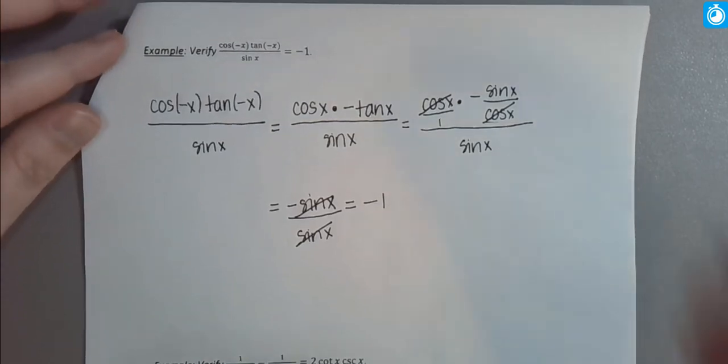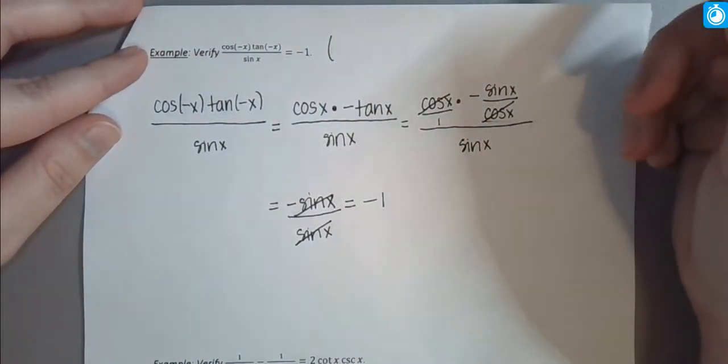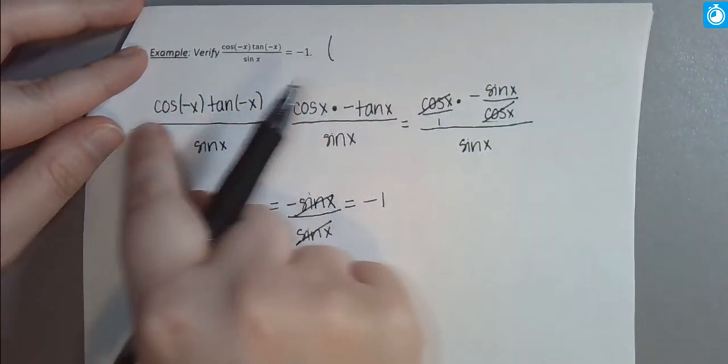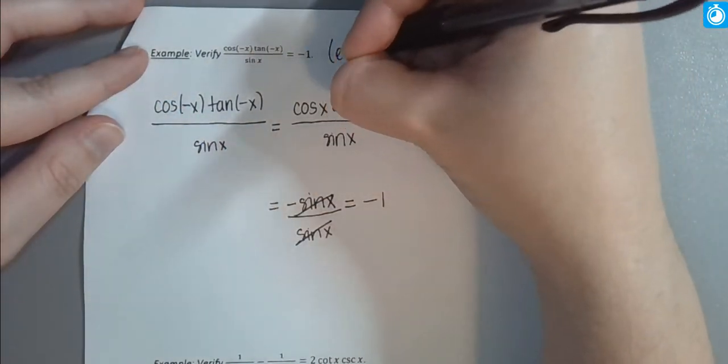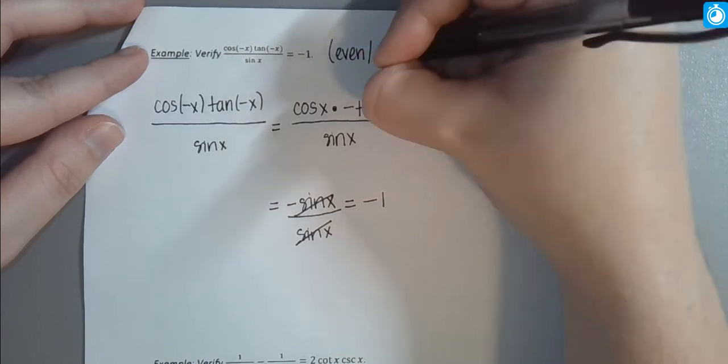Okay, so as we go, let's sort of make a list of the identities, the strategies we use, just so you have a sense of what we're doing each time. So what did we actually do here? Well, we needed the even-odd rules. So we used the even and odd identities.